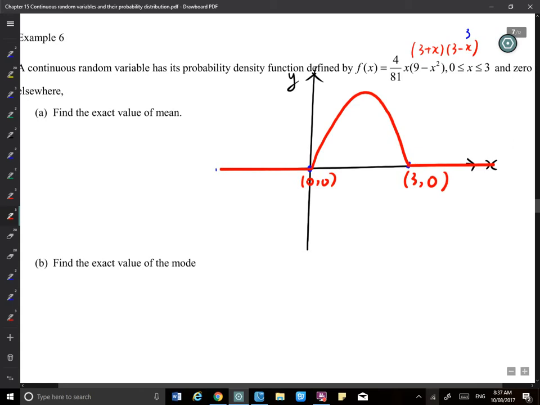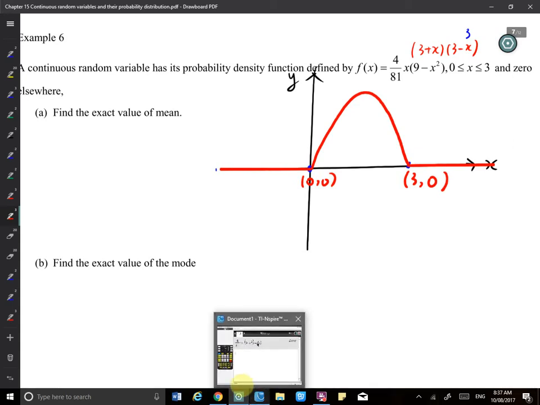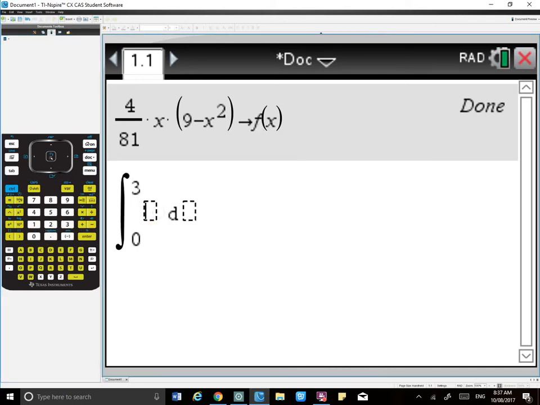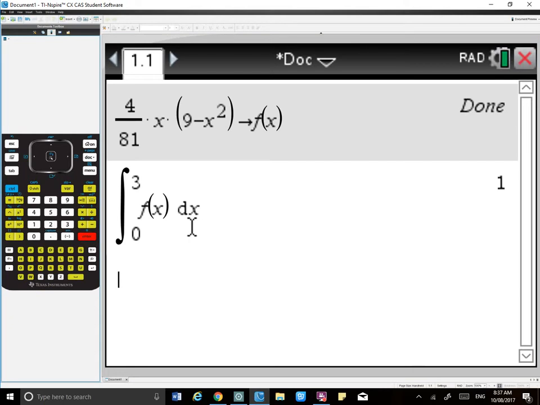Let's first check whether the area under the curve is 1 or not. Open up the calculator, and we have the integral from 0 to 3 of f(x) dx, and that is 1. So this is a probability density function. Everything is above the axis, and the area under the curve is 1.